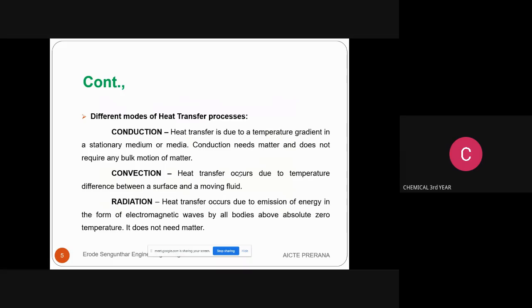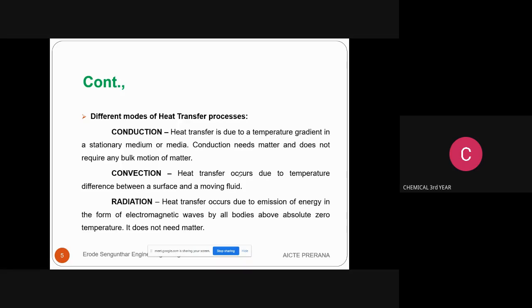Okay, and now the different modes of heat transfer processes. We have three modes of heat transfer: one is conduction, the second is convection, and the third is radiation. While seeing them, we can say that all of these are modes of heat transfer only. But while studying each one, it shows different concepts, because heat is transferring. That is the basic concept, the same in conduction, convection and radiation.